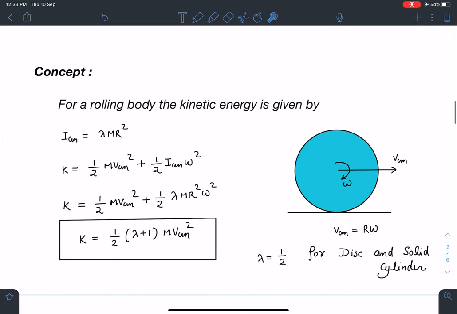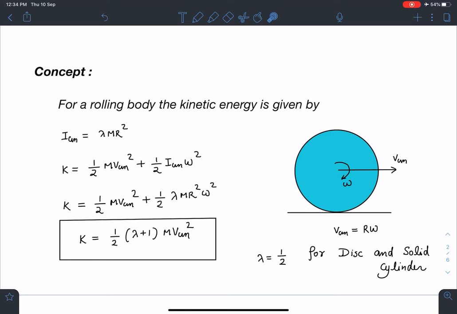For a rolling body, suppose there is a rolling body here, and it is having VCM and some omega, so VCM is going to be R omega for no slipping at this point. I'm assuming that the body's moment of inertia about the center of mass has the form lambda m r square, where lambda is a number. If lambda is 1, it's a ring or hollow cylinder. If lambda is a half, it is a disk or solid cylinder. If it is 2 by 3, it will become a shell, and if lambda is 2 by 5, it will become a solid sphere.